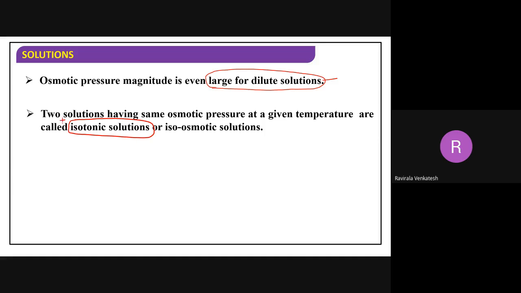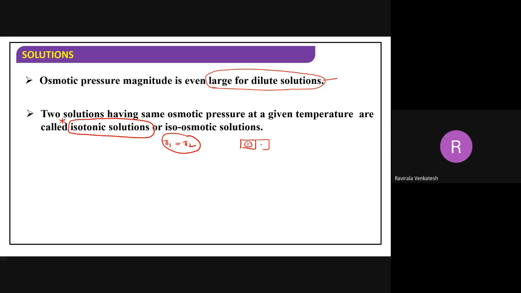Many times you have got this question: what are isotonic solutions? Very simple. Two solutions are there in which pi 1 is equal to pi 2. Whenever pi 1 is equal to pi 2, the solutions are called isotonic solutions.